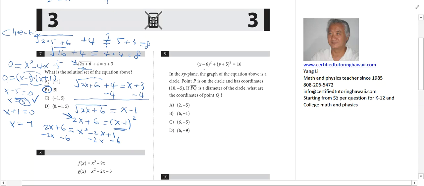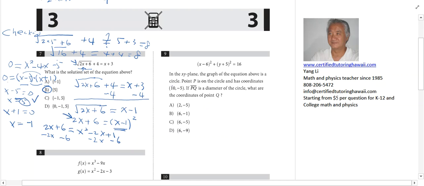Number 9, they have (x − 6)² + (y + 5)² = 16. They said in the xy plane, the graph of the equation above is a circle, and the point P is on the circle and has coordinates (10, −5). If PQ is a diameter of the circle, what are the coordinates of Q?